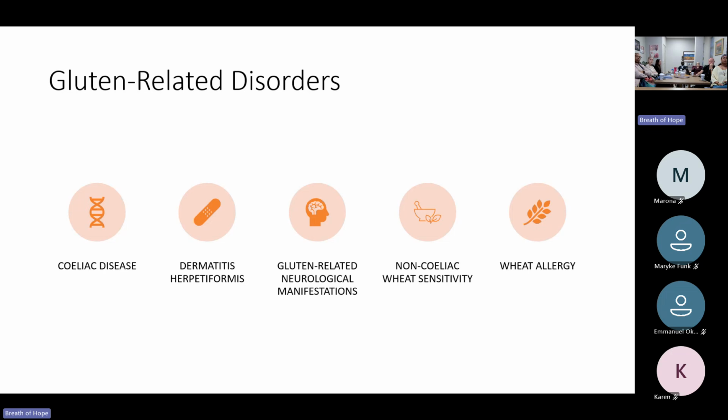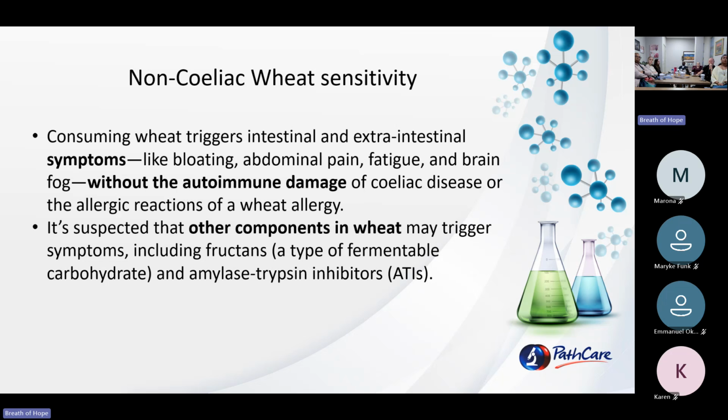So some of the gluten-related disorders, the most common being celiac disease. You also get dermatitis herpetiformis, gluten-related neurological manifestations, non-celiac wheat sensitivity, also known as gluten sensitivity, and then a typical wheat allergy. So just touching on gluten sensitivity, consuming wheat in these patients triggers intestinal and/or extraintestinal symptoms of bloating, abdominal pain, fatigue, brain fog. But this is without the autoimmune damage of celiac disease or the allergic reaction of a wheat allergy specifically.